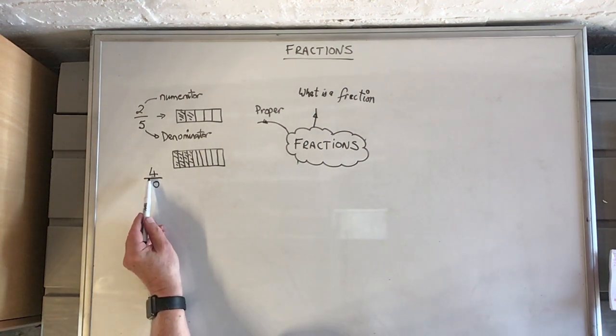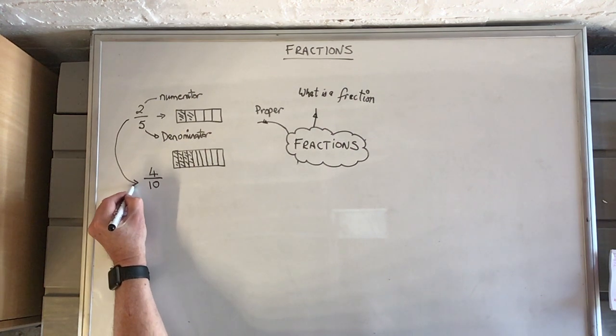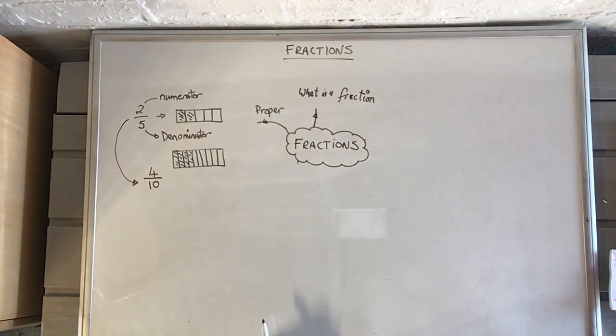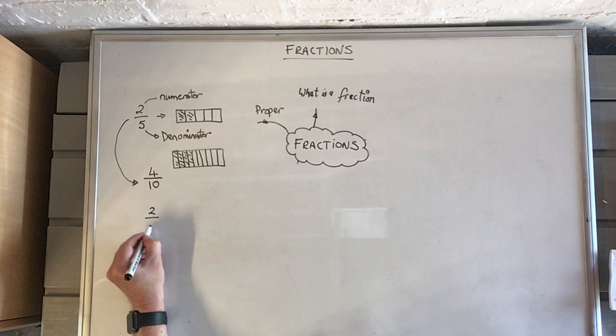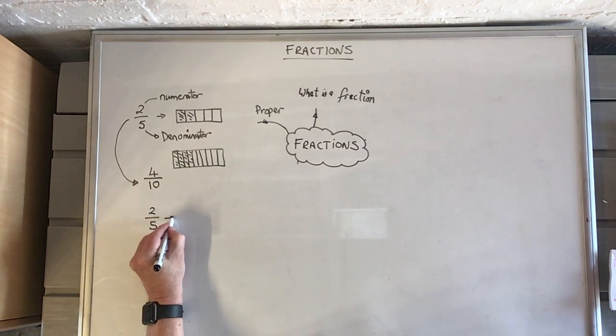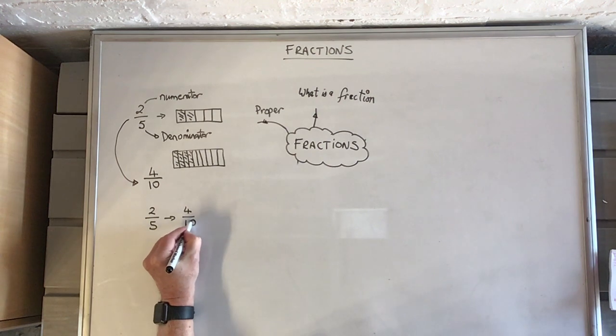So this is called an equivalent fraction. So the 2/5 and the 4/10 are equivalent. They're the same. Now, without drawing a wee picture, can we get a wee connection between the 2/5 and the 4/10?